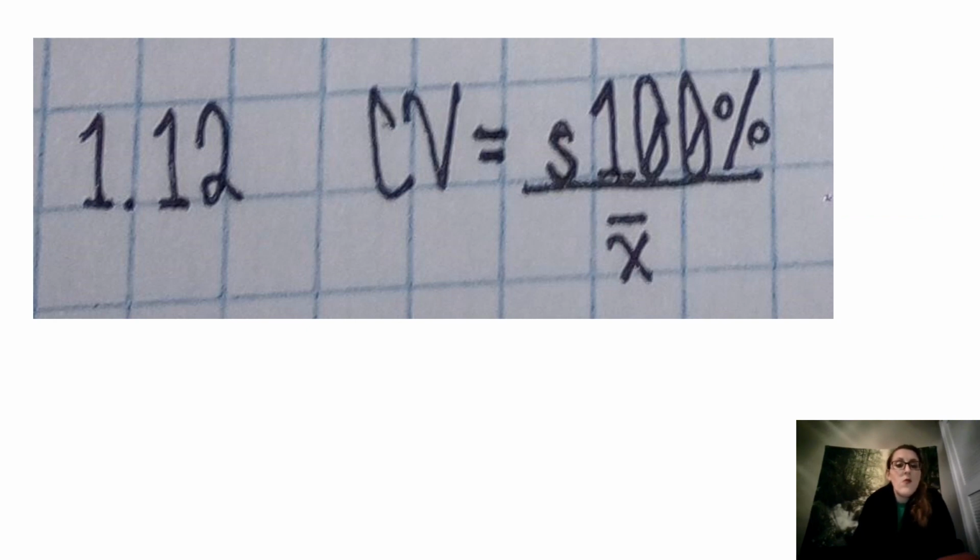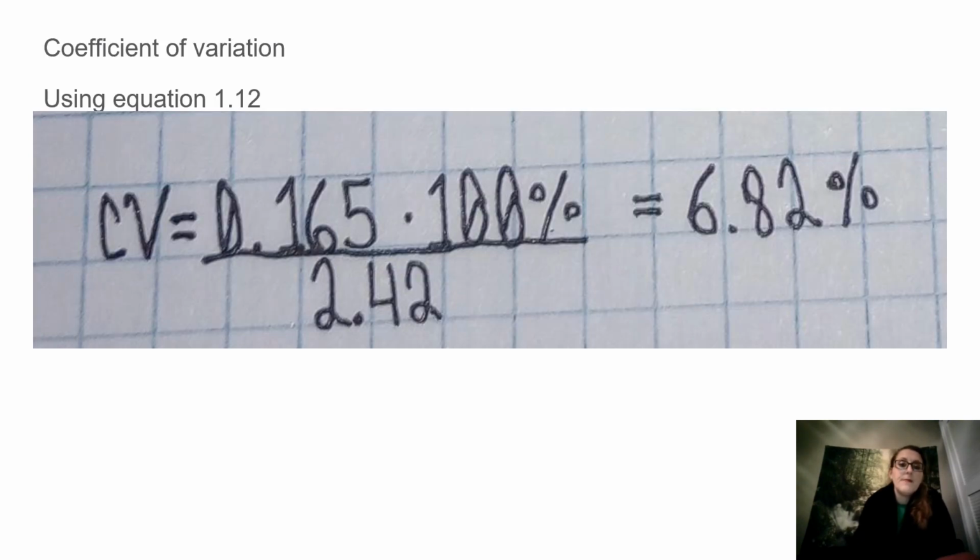Equation 1.12, coefficient of variation equals standard deviation times 100% all divided by the mean. Using equation 1.12, coefficient of variation equals 0.165 times 100% divided by 2.42, which gives us 6.82%.